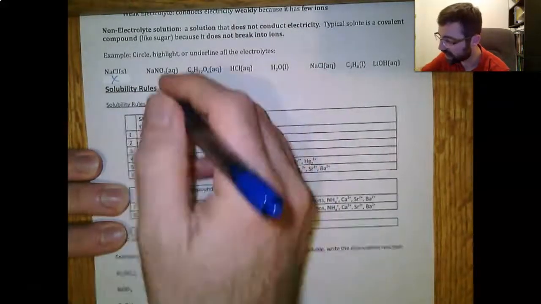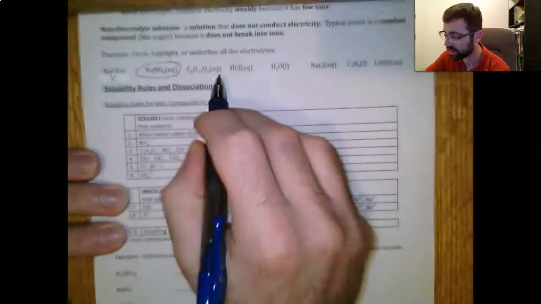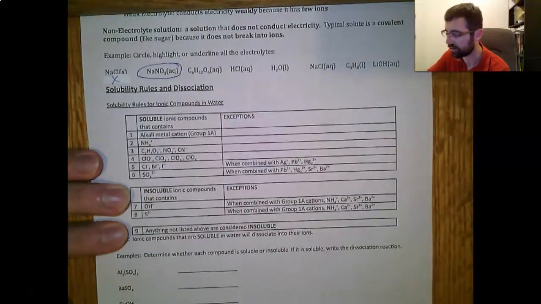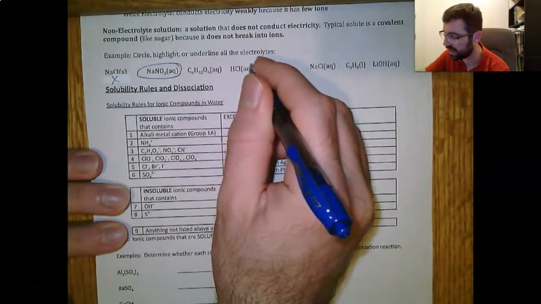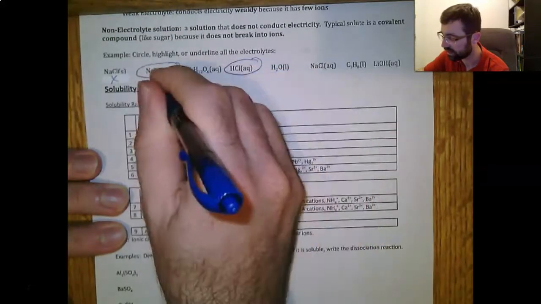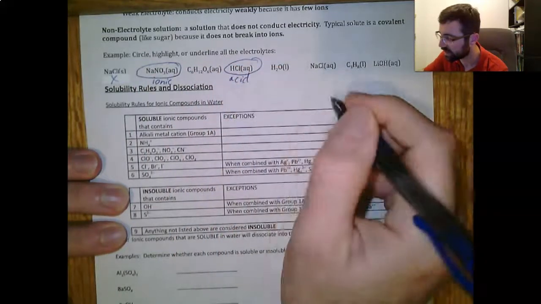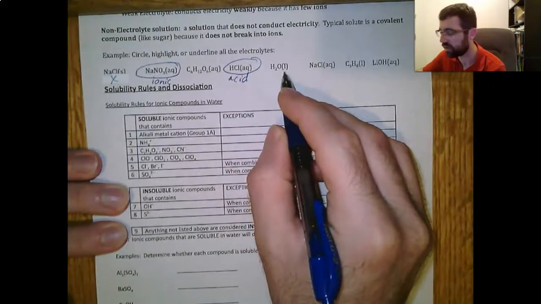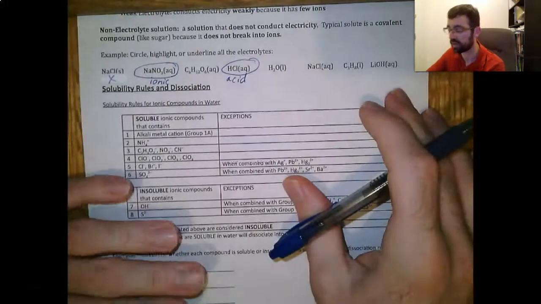Sodium nitrate, this is an ionic compound, so that would be an electrolyte. This one, it's aqueous, but C6H12O6, that's a covalent compound, so that's a non-electrolyte. HCl, that's aqueous. Okay, HCl, that's an acid. Okay, so this is ionic. Then we have an acid. Okay, this is covalent, so it's not an electrolyte. H2O, liquid. That's water, right? It's covalent. That's not going to be an electrolyte.